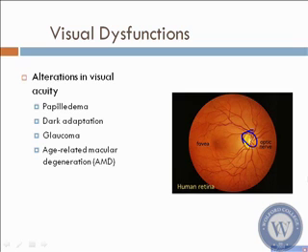Glaucoma is an alteration in intraocular pressure, which then causes retinal damage, okay, which basically will begin to impede the blood flow to the retina. And then you have what's called age-related macular degeneration, which leads to blindness in the patient.